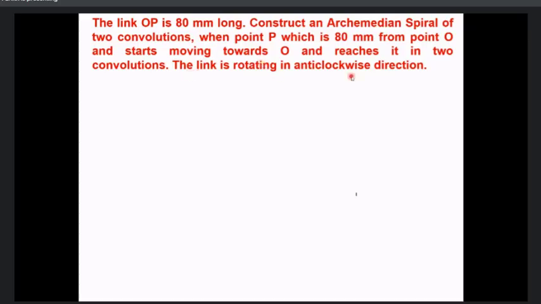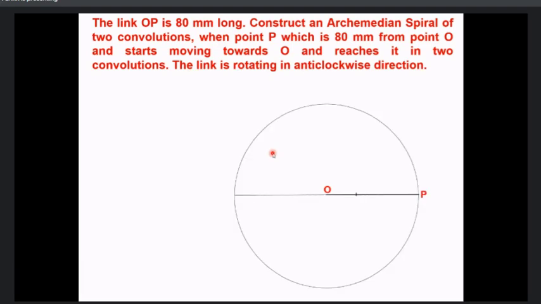That is written here. Till now what had we done? We have only considered one convolution. A point on the outer periphery reaches the center in one convolution. In this problem, we are given 2 convolutions, and the link here is specified as rotating in the anti-clockwise direction. Let us make one link OP, and again the anti-clockwise direction. Numbering will go anti-clockwise. See, the numbering we have done is 1, 2, 3, 4, and so on.